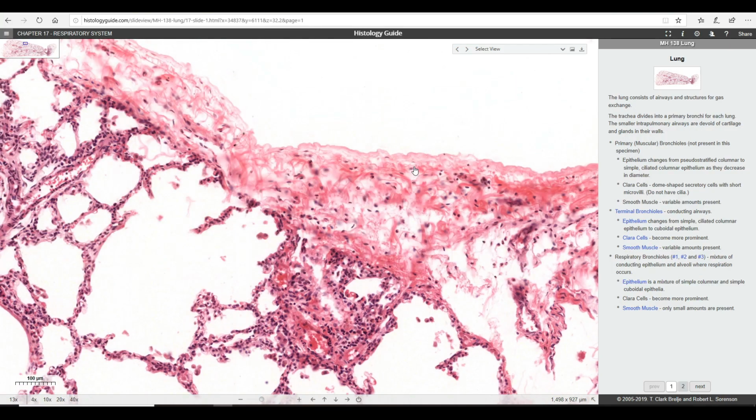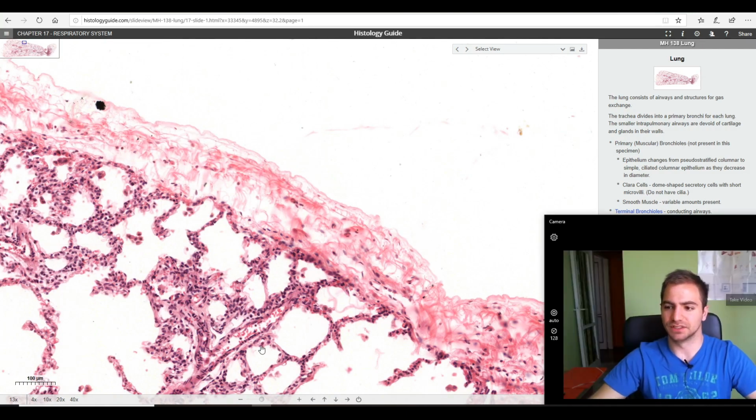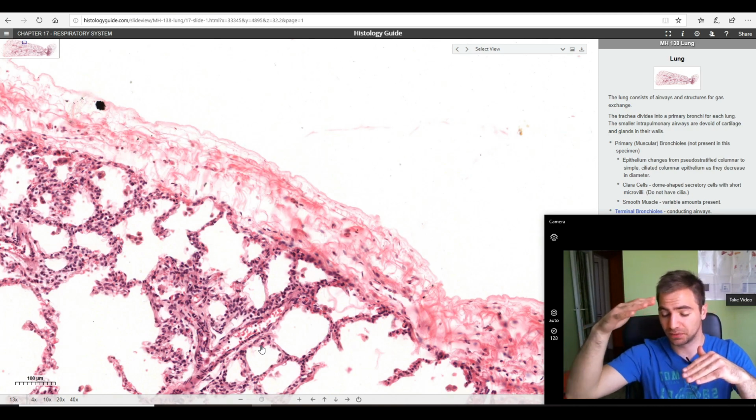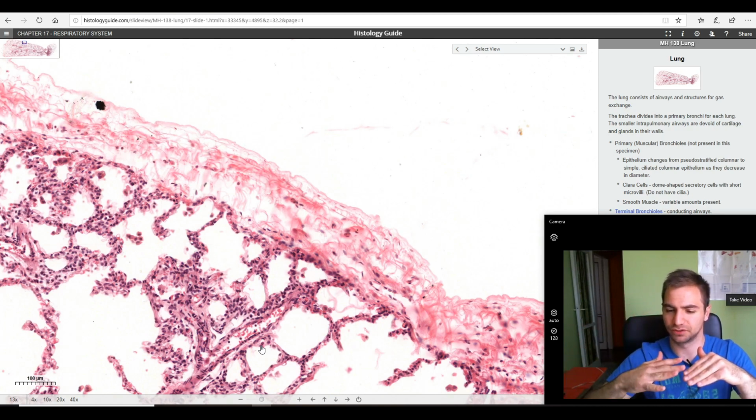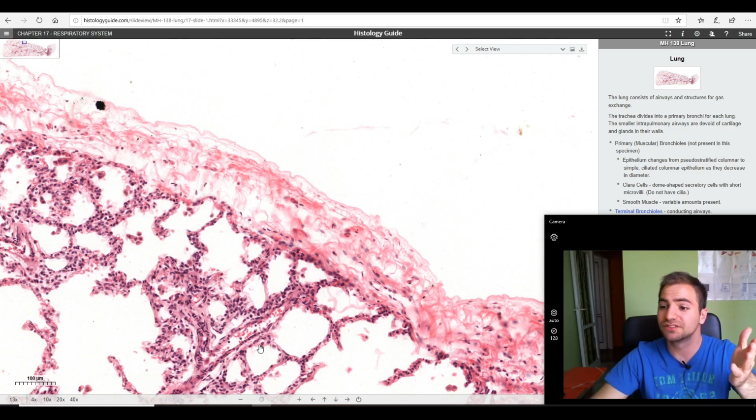The first structure we're going to see is the pleural cavity, the pleural side. In this lining here, this is the visceral pleura. There are two different layers: the parietal layer of the pleura and the visceral layer of the pleura. The parietal is, of course, towards the outer part, and the inner part is the visceral part. So here we can see the visceral part.